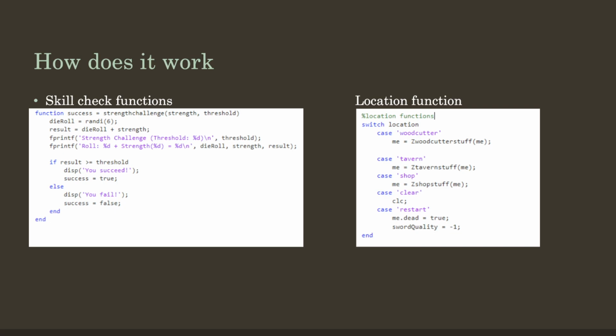And then the location function, it's just like you choose woodcutter, shop, tavern, clear, restart. Clear just clears all the words, restart kills you and restarts the game. But the woodcutter, tavern, and shop are each their own functions because when I was trying to solve the problems, the professor was helping me, and there were so many words in the middle that it was really hard to see where it was messing up. So she recommended we put it into functions to clear up space, so that when we were trying to find problems, there was just less stuff in the middle. And we did that, and it made it so much easier to solve problems.